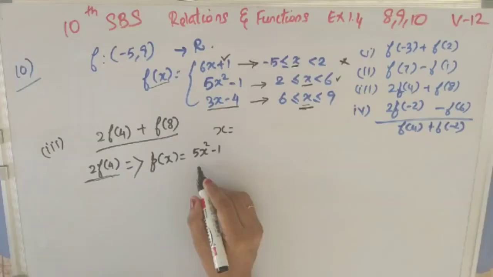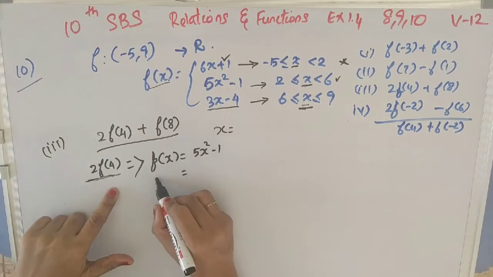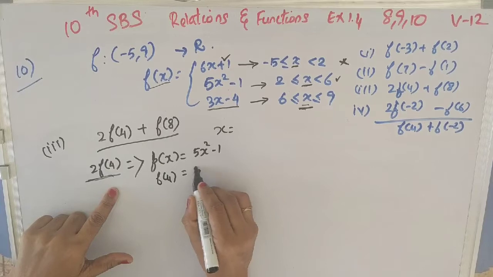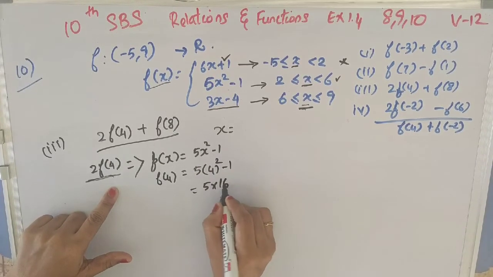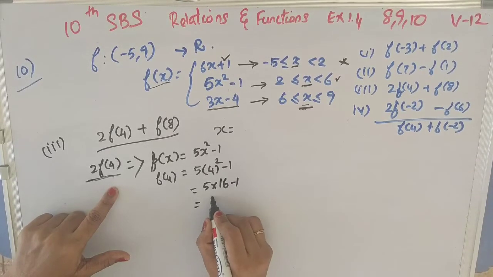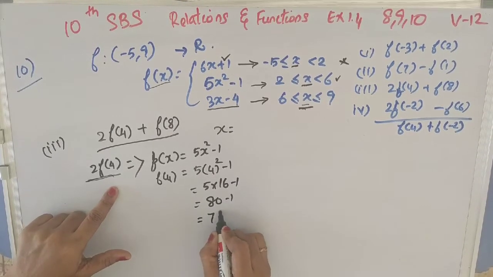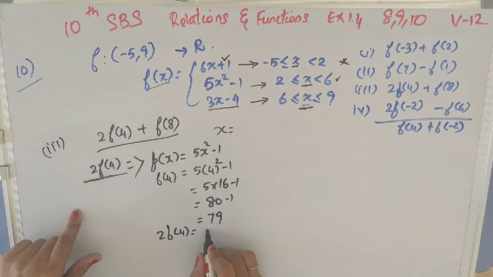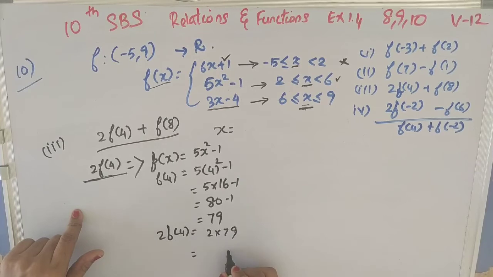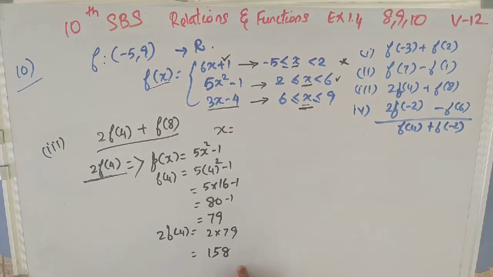Here, 2 into f of 4 plus f of 8. We have to find f of 4. f of 4 lies between 2 and 6, so we have taken f of x is equal to 5x squared minus 1. So f of 4 is equal to 5 into 4 squared minus 1, so 5 into 16 minus 1, which is 80 minus 1, that is equal to 79. But we need to know 2 into f of 4. We have found only f of 4. So 2 into f of 4 is equal to 2 into 79, which is 158.